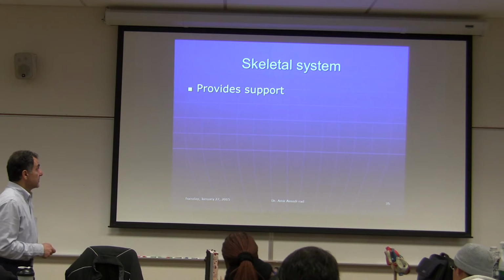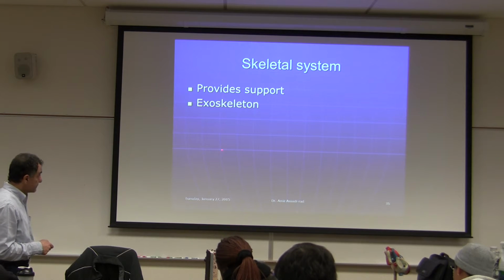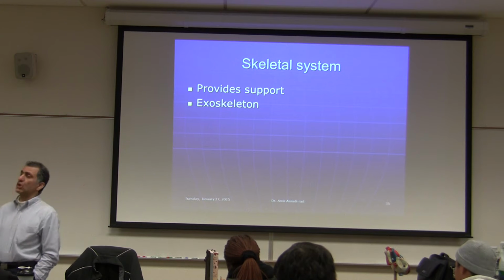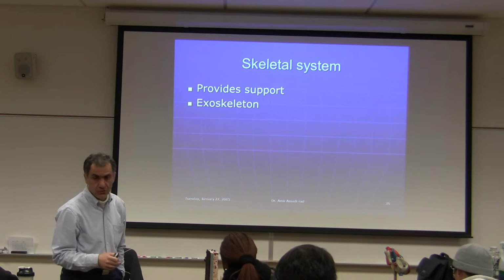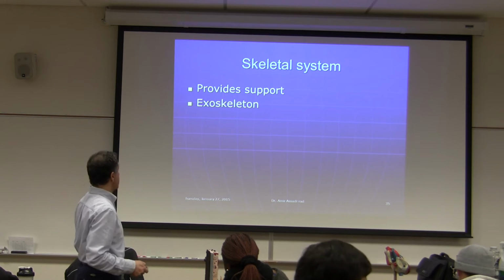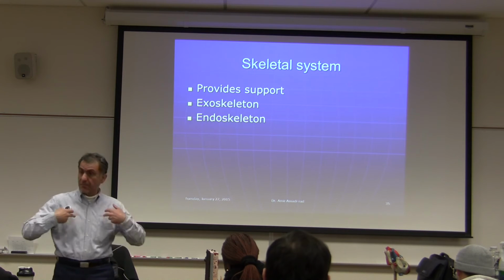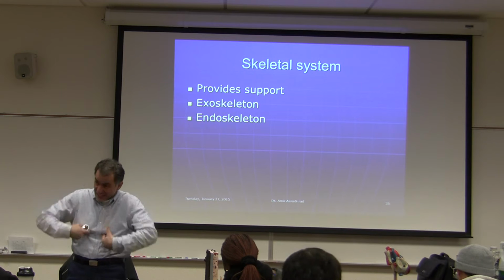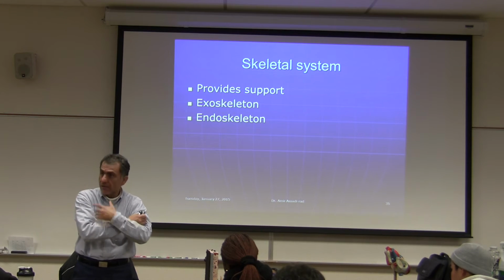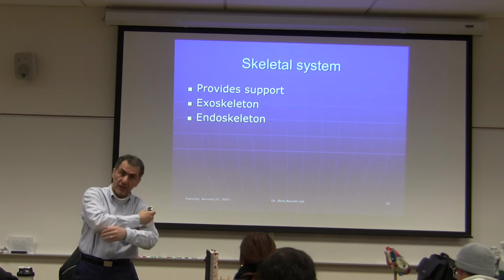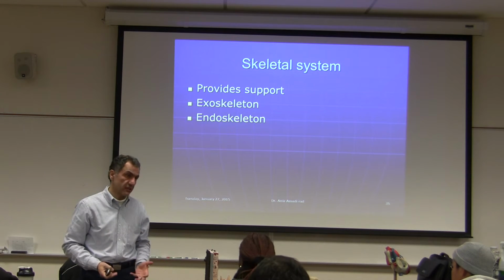The next one is skeletal system, provides support. Exoskeleton, something we will talk about maybe in late April or May, when we get to arthropods. Endoskeleton, something we have. Our skeleton is inside of our body. Our bone is not outside of our body. And with arthropods, you will see the bone is outside of the body. That's what they call an exoskeleton.